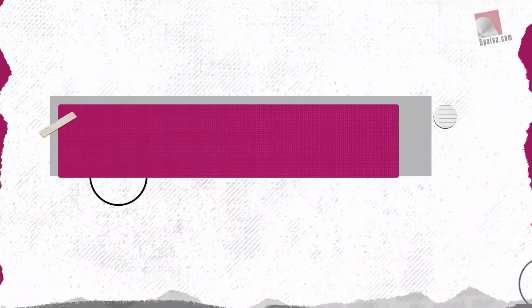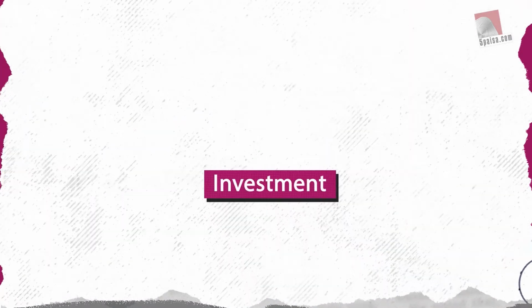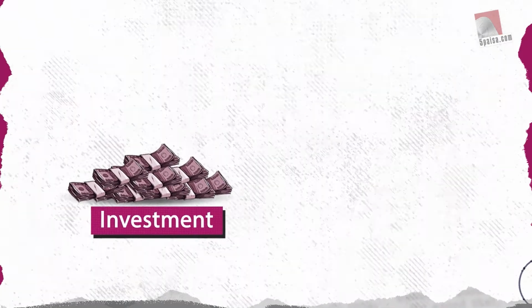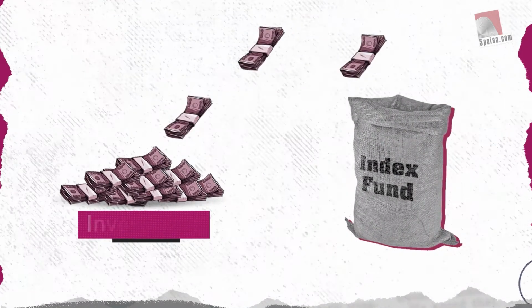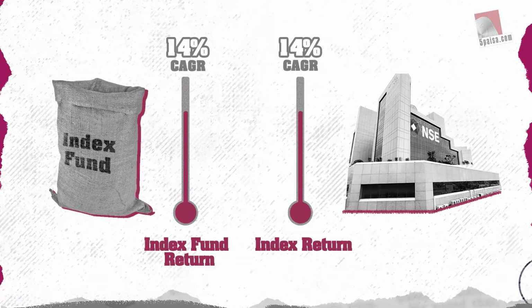So let's start by understanding what are passive mutual funds. Passive mutual funds are a type of mutual funds where all the money is invested into an index and the fund gives you a return that is similar to the return of an index.